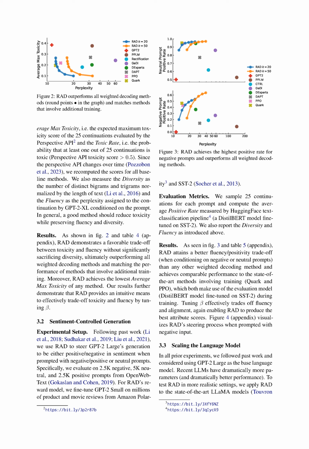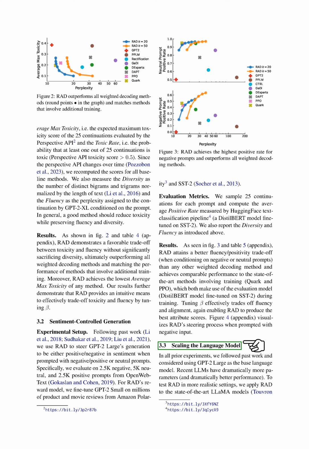Section Summary. Weighted decoding in RAD involves re-weighting the probabilities of tokens based on their reward scores, which effectively rescales the probabilities of the top-k tokens according to their relative difference in reward. RAD outperforms other methods in preventing toxic text generation and controlling sentiment, achieving a favorable trade-off between toxicity and fluency without sacrificing diversity, and producing the best attribute scores by tuning the scaling hyperparameter.